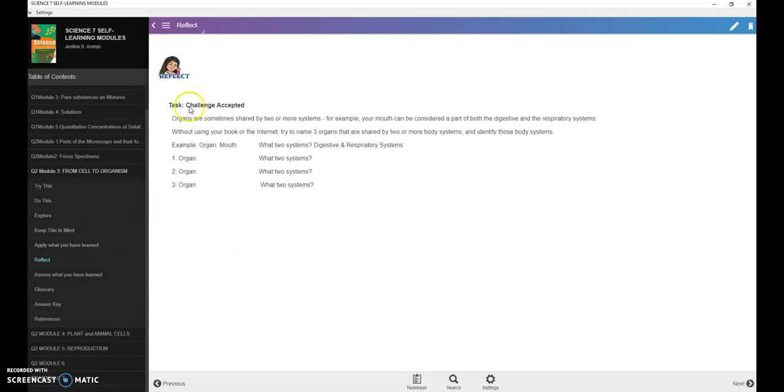Okay, challenge accepted. Ito ang task natin. So, magbigay lang kayo ng isang organ na shared by two or more body systems. So, example, yung mouth natin, the mouth is shared by digestive and respiratory systems. So, magbigay lang kayo ng tatlong organ. May answer ito doon sa answer key part, dito sa answer key part ng module na ito.